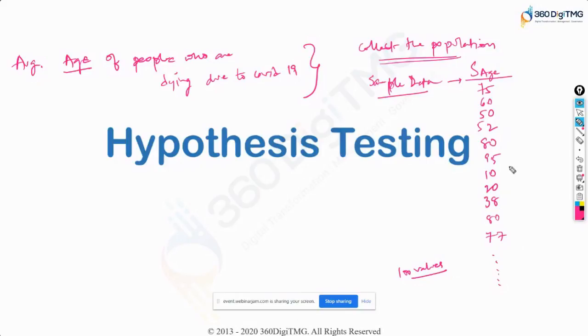On this data, I would be taking the average because that is what is required. I want to collect the average age. When I do this average, this becomes a sample average, so I'll represent it using X bar. Sample average, let's say it is 74 years. Assume, just for an assumption, okay?